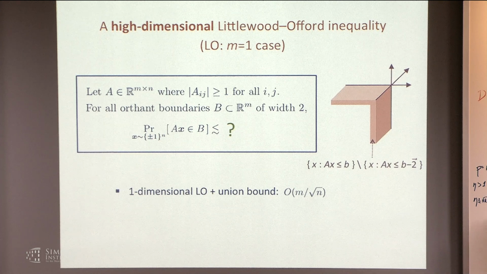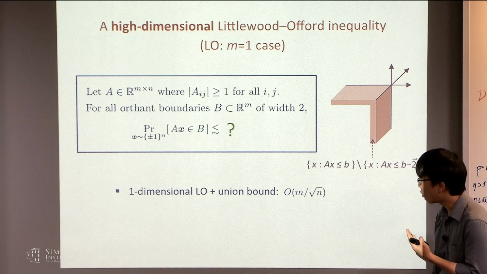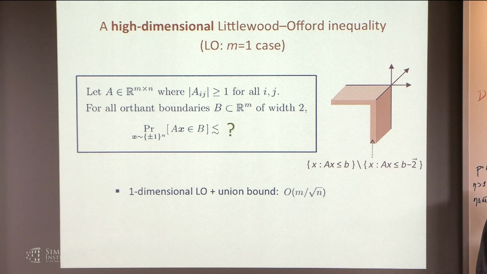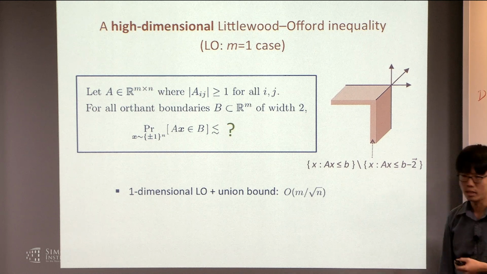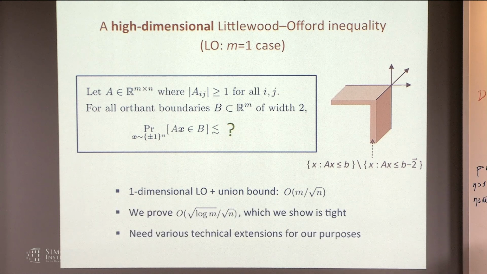So it's the union of m dimensions. You can apply Littlewood-Offord m times and take a union bound. You get m over root n. But again, we want to think of m as n squared, n to the 10th. This is not a good bound when m is that size. What we are able to show is that we get a good dependence on the dimension. We prove root log m over root n, which allows us to take m being n squared, which we show is tight. So that's the Littlewood-Offord inequality we had to prove.